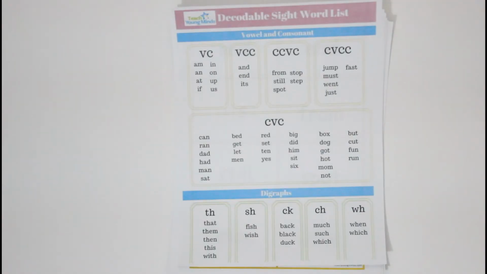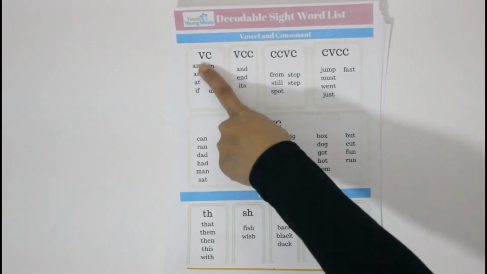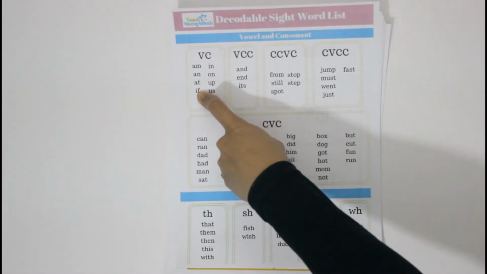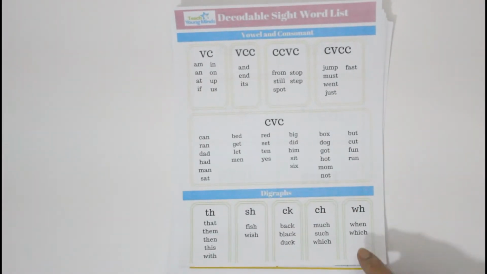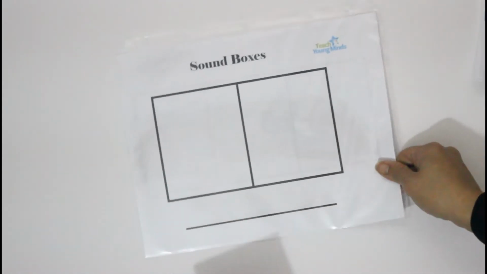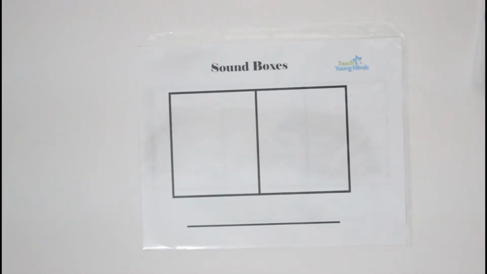The first step in teaching my learners decodable sight words is I'm going to start with the simplest category, which is vowel consonant, simple 2-letter, 2-sound words. And I have pre-cut these words right here from the packet, and I'm going to take that out along with the sound boxes, this sound box template, which is a download. It's part of the download, so once you download this packet, you'll also get this as well, along with some other sound box templates.